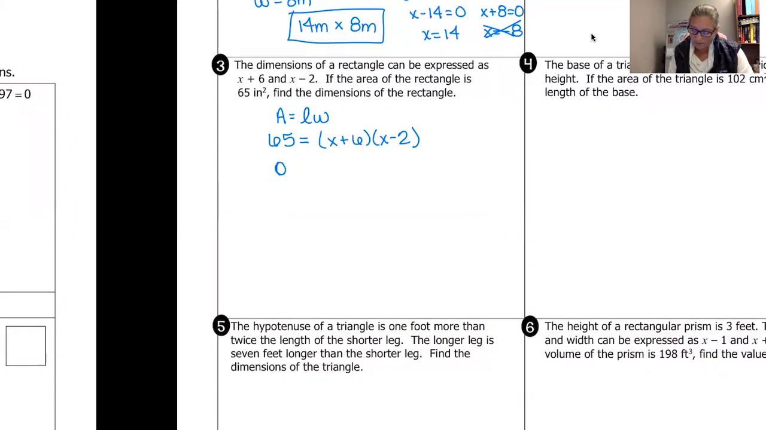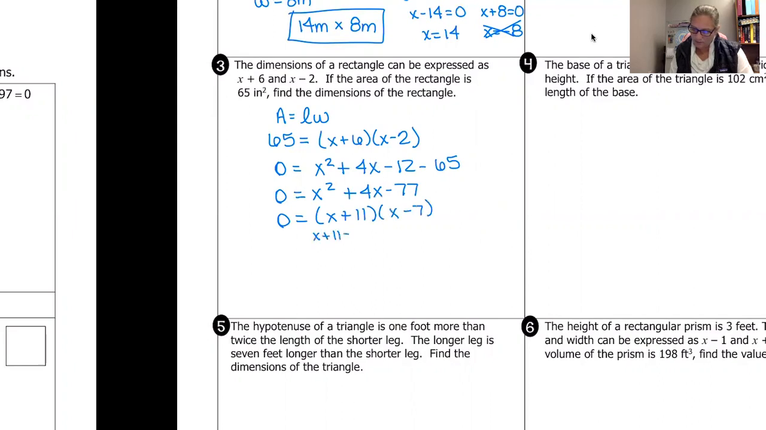So I'm going to do 0 equals x squared plus 4x minus 12 minus 65 and get 0 equals x squared plus 4x minus 77. That's an easy one to factor. x plus 11 and x minus 7, and set them equal to 0. And x is negative 11 and x is 7. And if we plug negative 11 into either one of those, it gives me a negative value. So x is equal to 7.